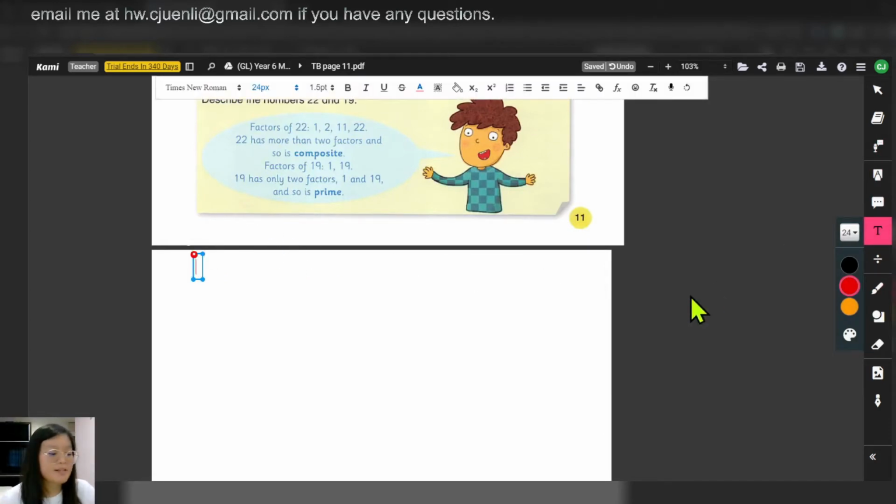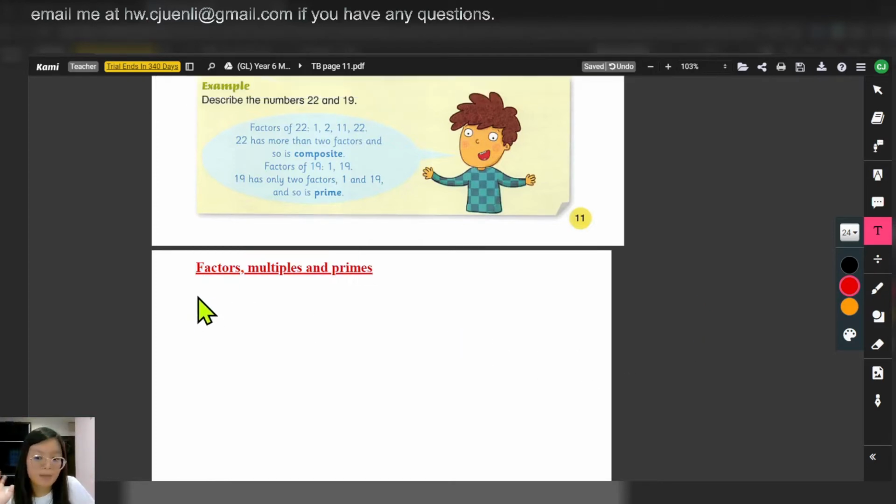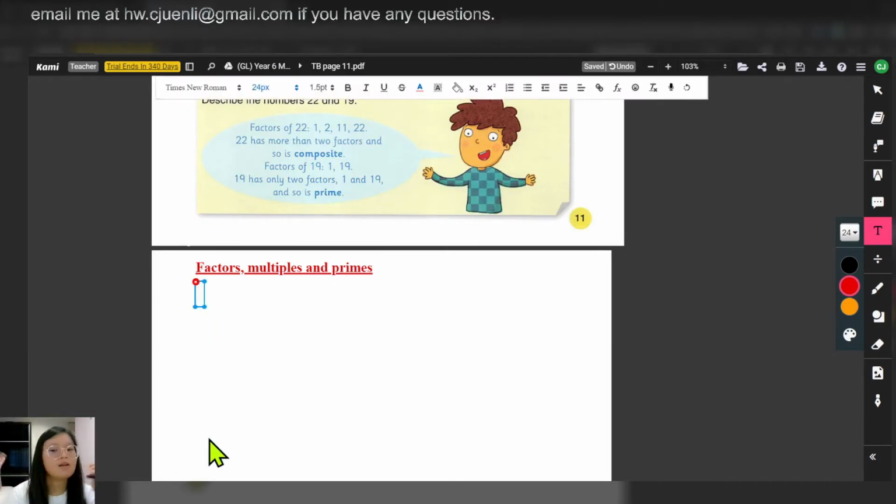First thing first, let us write down in our notes the topic itself: factors, multiples, and primes. If you want to make it more complete, you can write factors, multiples, and prime numbers. Factors, yes, we've learned before. Factors are basically the numbers that are inside your multiplication. Now, when we find our common multiples, it is basically the same thing as common factors like we did in our previous video or previous classes before.